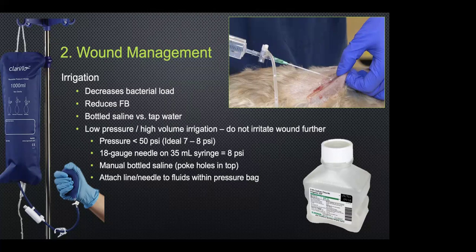So the goal is a low pressure, high volume system, and you're not going to measure the PSIs. The ideal pressure would be 7 to 8 PSI, but typically that's achieved with either putting an 18 gauge needle on a moderately sized syringe, or using a bottle of saline and poking holes at the top and just manually using that pressure. You can also attach a line and needle to fluids with an actual pressure bag.